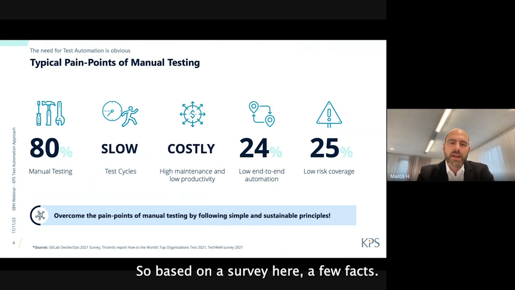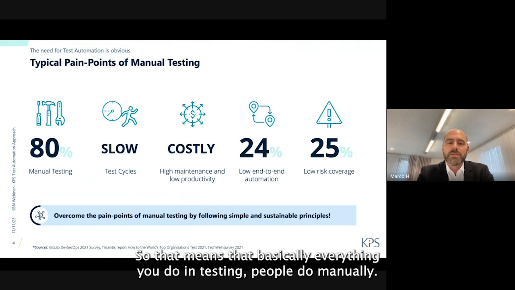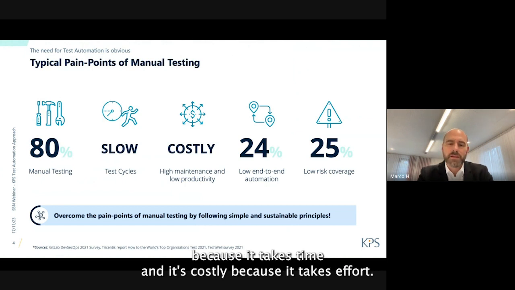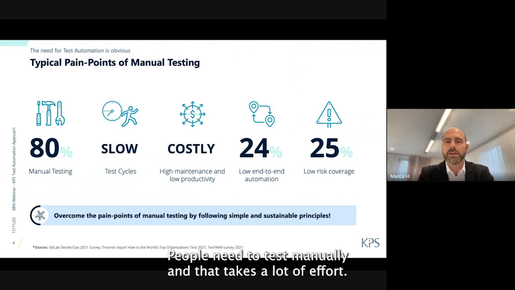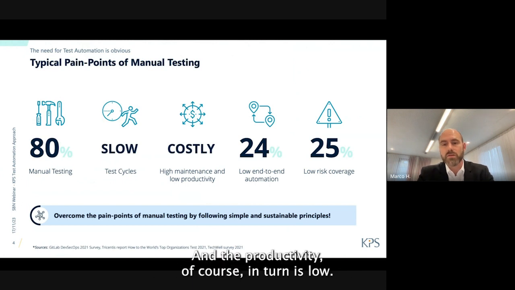Based on a survey, here are a few facts. In general, it says 80% of software testing is manual, so just 20% is automated. That means basically everything you do in testing, people do manually. That means in turn there are slow testing cycles, of course, because it takes time, and it's costly because it takes effort. People need to test manually and that takes a lot of effort. So it's basically high maintenance and the productivity, of course, in turn is low.